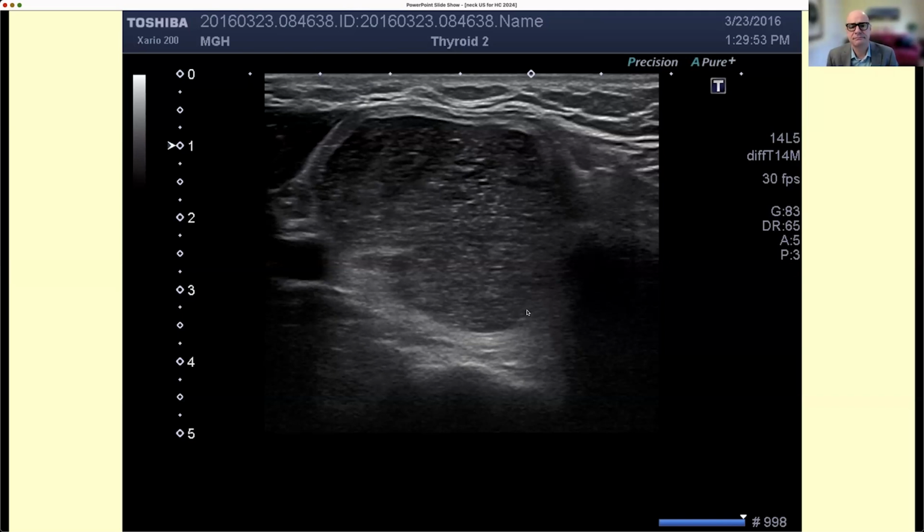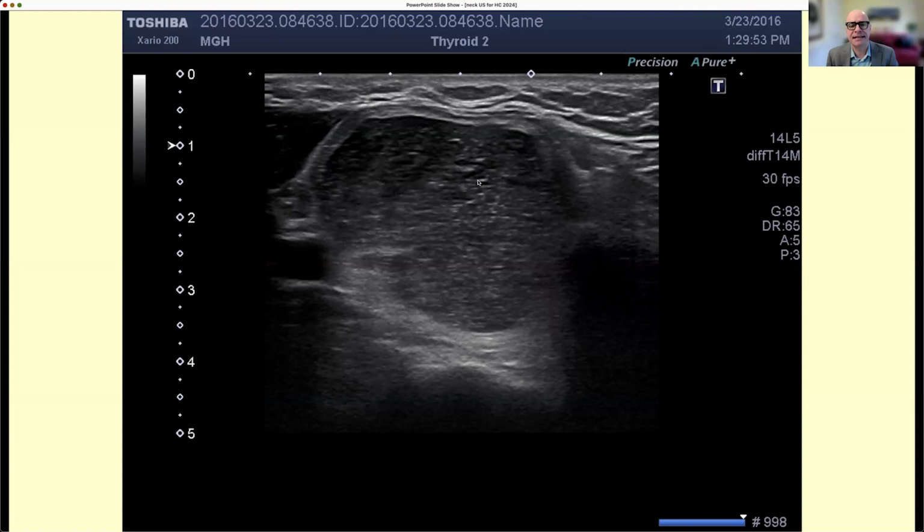Well, it is. Yeah, go ahead. Sorry, it is solid, taller than wide, with calcifications. I think it's mostly isoechoic. Well, it is almost as dark as the muscle. Oh, so it is hypoechoic.